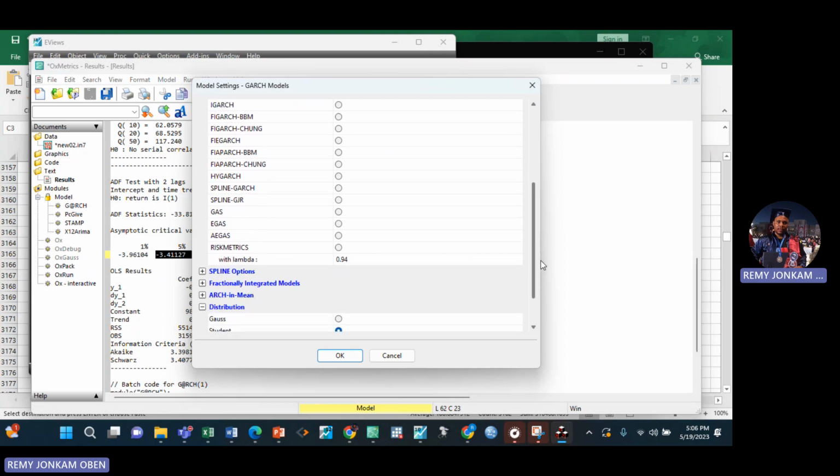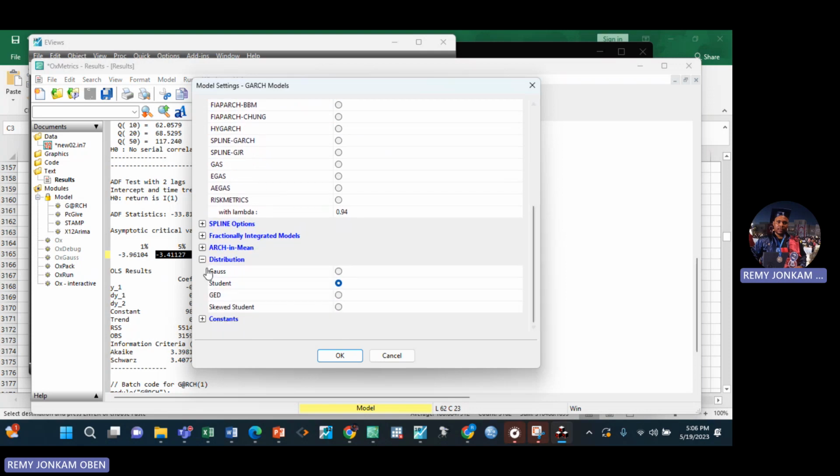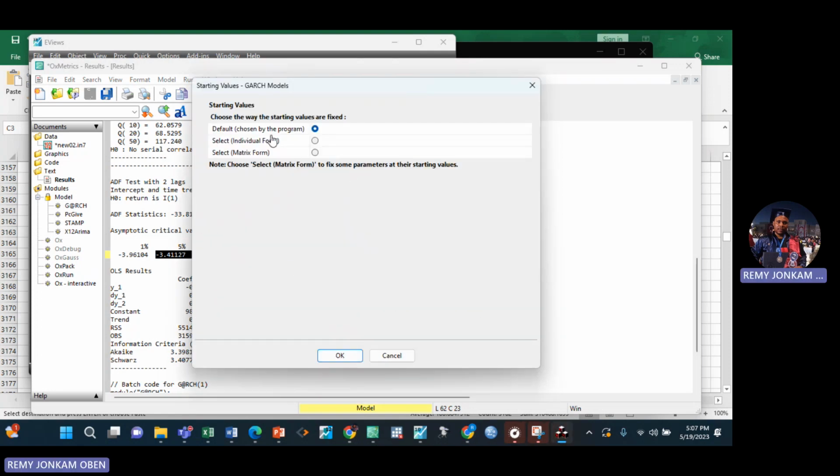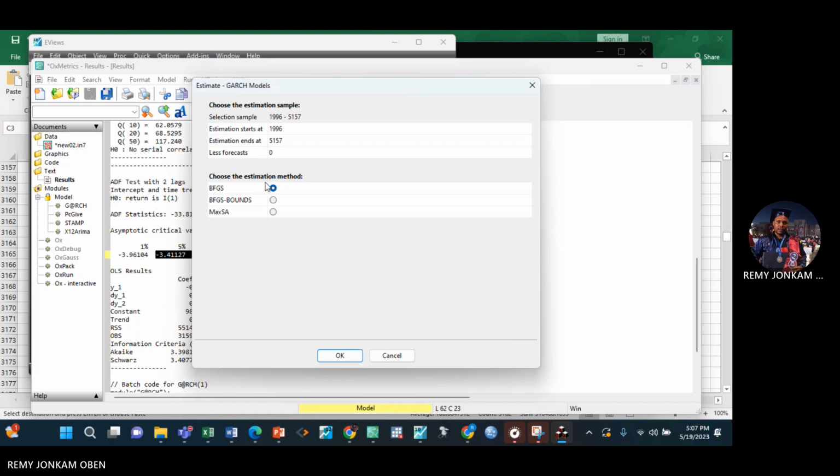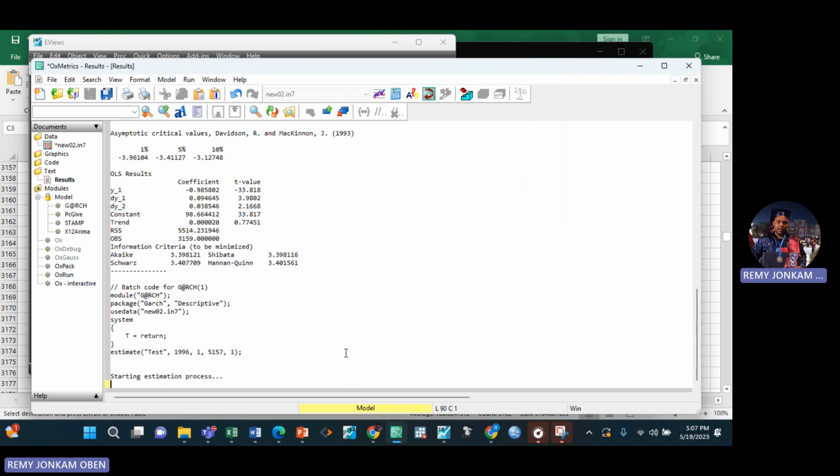Now, if I go down, I will not change anything here apart from distribution. With the distribution, you see we have Gaussian distribution, Student's t distribution, GED distribution, and so we are going to use Student's t distribution. It is the best distribution to use for the GARCH model. So that is the only thing I will put there. Then I'll just click OK. I'm not changing anything here. I'll use the default. I'll click OK. Again, I will not change anything here, and I'll click OK. Then I'll wait for the results.